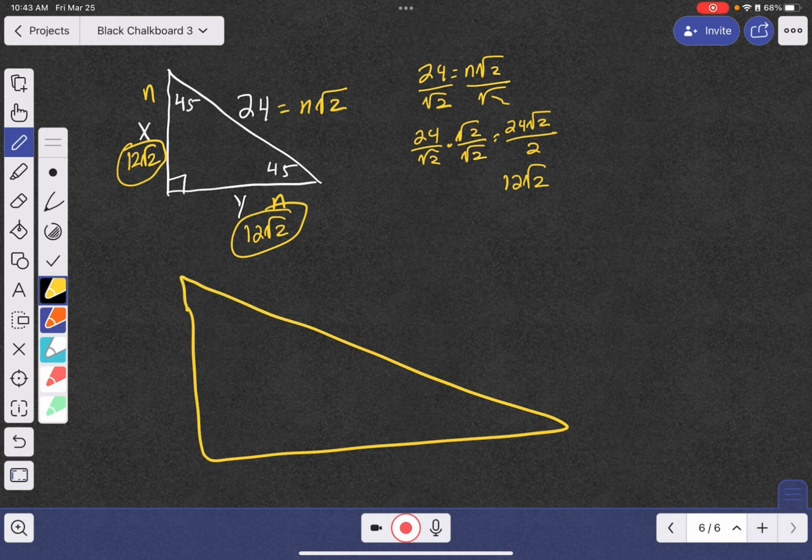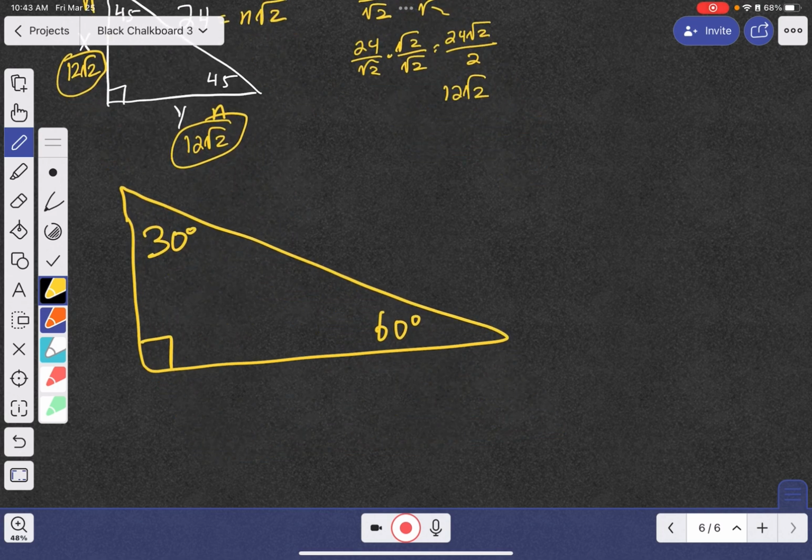Last one. I'll have you do a 30, 60, 90, and as you're doing this, I'll hand out your worksheet. There's your 30. This is really not even close to being drawn to scale. There's your 30, 60, 90. I'm going to give you the hypotenuse in this one. We did that already. Let's do the hypotenuse of 14. Find the length of the long leg and the short leg.